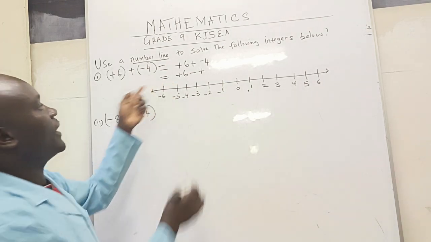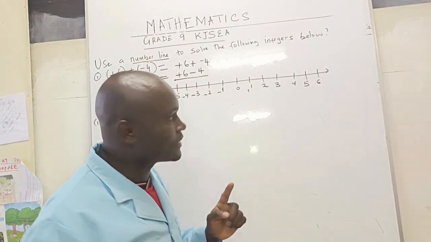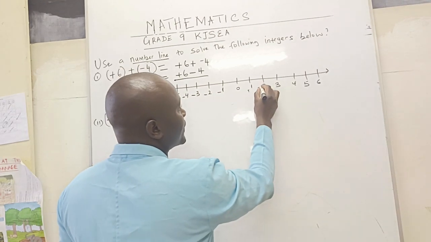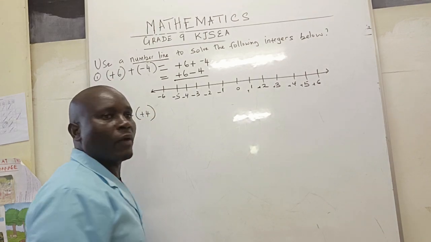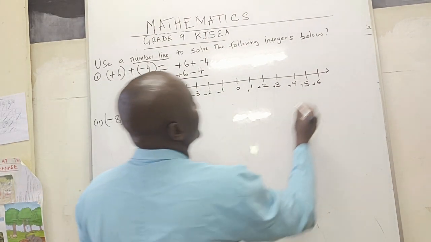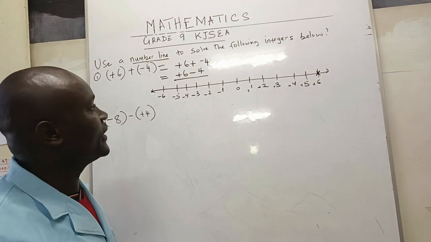Now I go back to my work here. Positive 6. I go where positive 6 is. All these are negative, and all these are positives. So I'll go where positive 6 is.